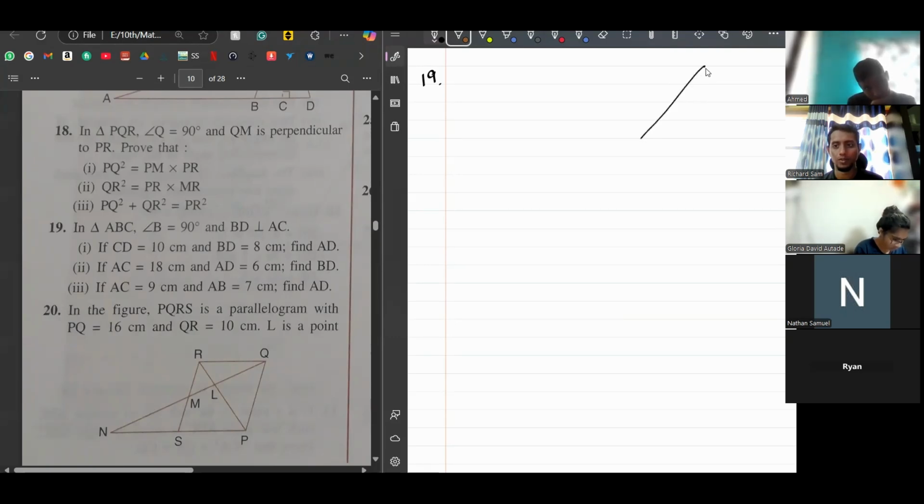Okay, I'll draw it the way you want to draw it. So ABC, A is here, B is here, C is here. And angle B is 90 degrees, and BD is perpendicular to AC. There's no D, but we know that BD is perpendicular to AC. So BD will be like this, perpendicular like this. Clear?